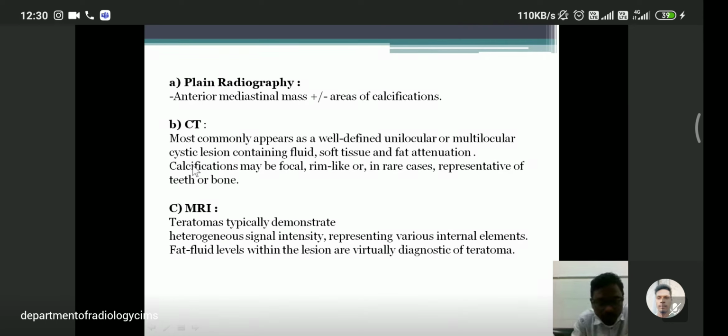As the teratoma includes all the elements from the three germ layers, we can find all these structures like soft tissue, fluid, fat, calcification that may either represent the teeth or the bone. In some cases, MRI may be helpful, as it better differentiates the fatty tissues.